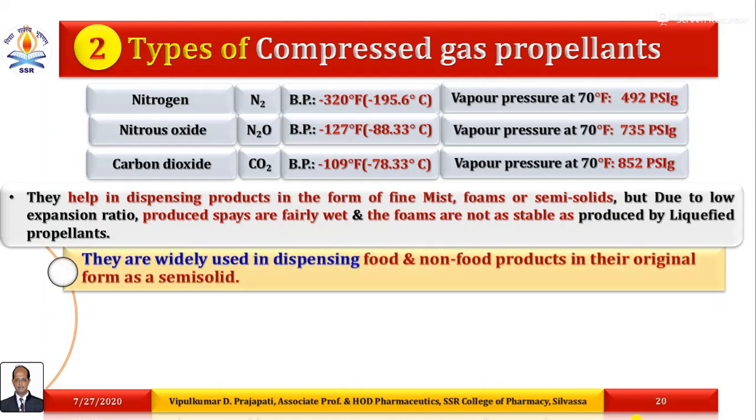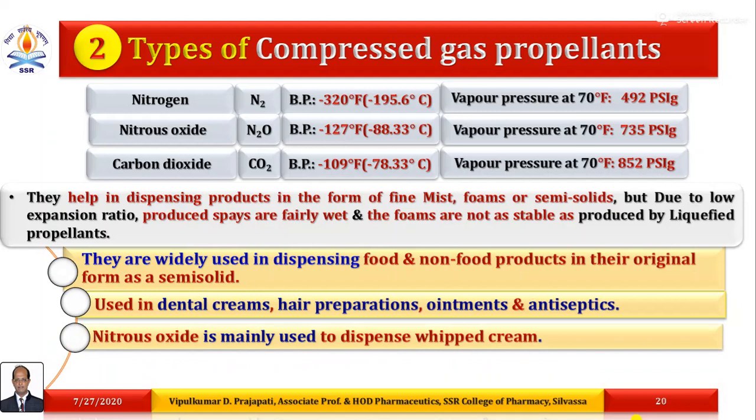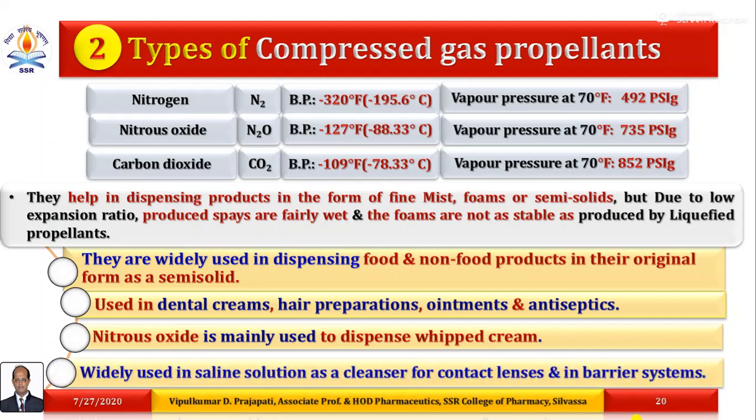What are the uses of compressed gas propellants? First, they are widely used in dispensing food and non-food products in their original form as semi-solids. They are used in dental creams, hair preparations, ointments and antiseptics. Nitrous oxide is mainly used to dispense whipped cream. They are widely used in saline solution as a cleanser for contact lenses and in barrier systems.